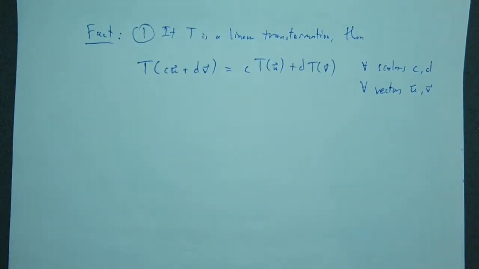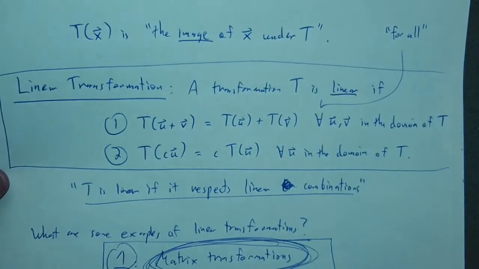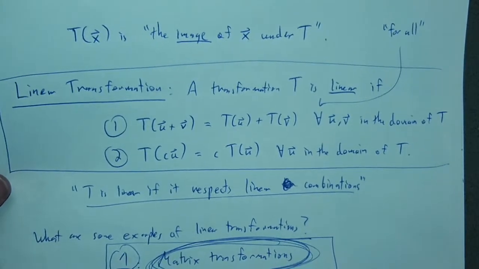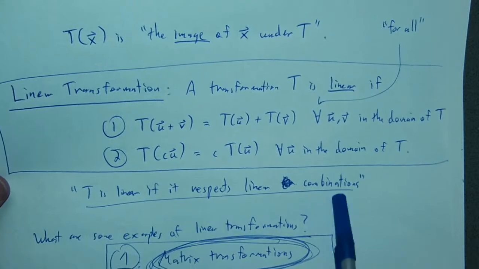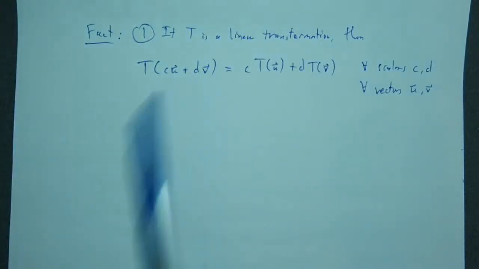So this is just saying that I can do both of those things simultaneously, right? This is combining both of these things simultaneously. And that's what I meant by it's linear if it respects linear combinations, because here's a generic linear combination that this transformation is respecting. So if it's a linear transformation, it satisfies these.